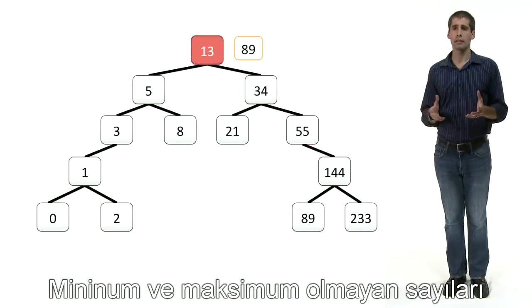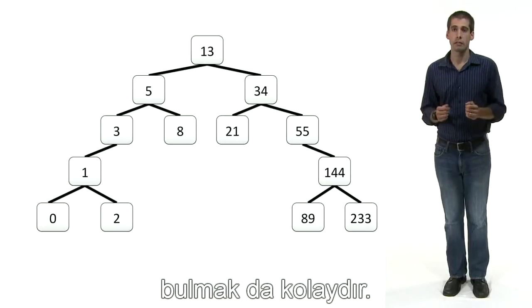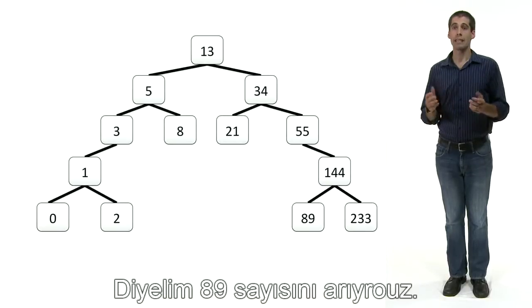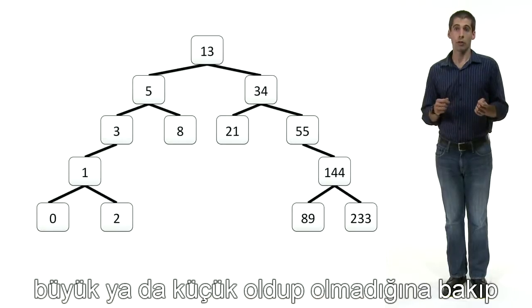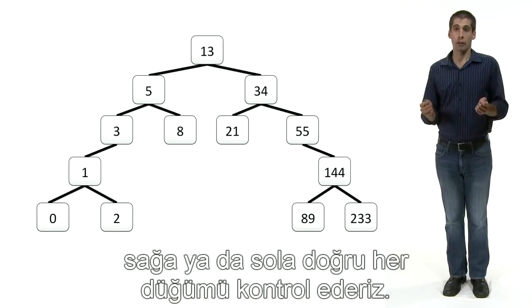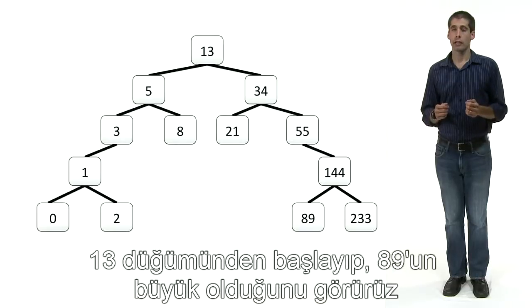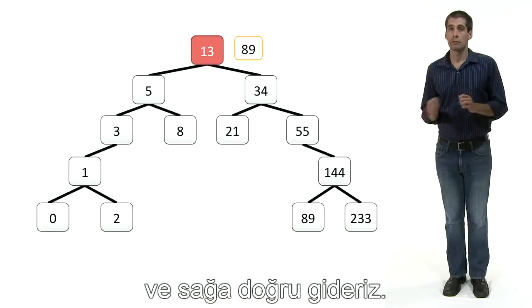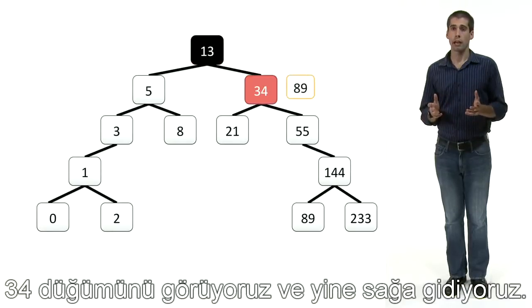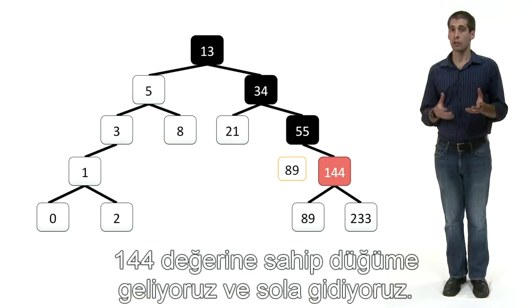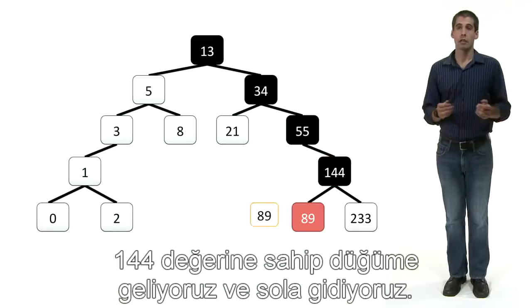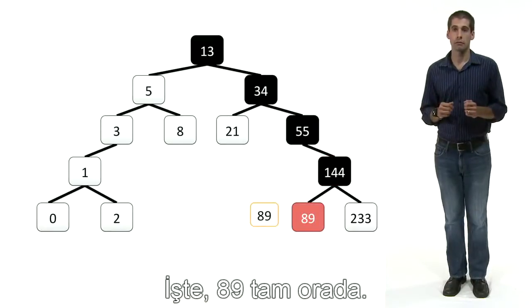Finding any other number that isn't the minimum or maximum is just as easy. Say we're looking for the number 89. We simply check the value at each node and go to the left or right depending on whether the node's value is less than or greater than the one we're looking for. So starting at the root of 13, we see that 89 is greater, and so we go to the right. Then we see the node for 34, and again we go to the right. 89 is still greater than 55, so we continue going to the right. We then come up to the node with value 144 and go to the left. Lo and behold, 89 is right there.